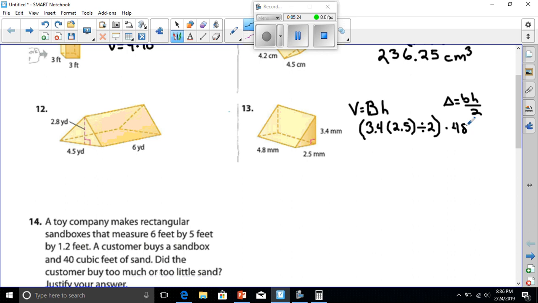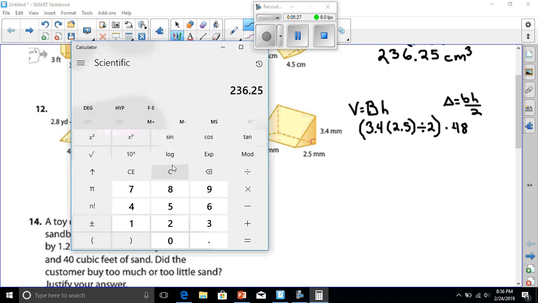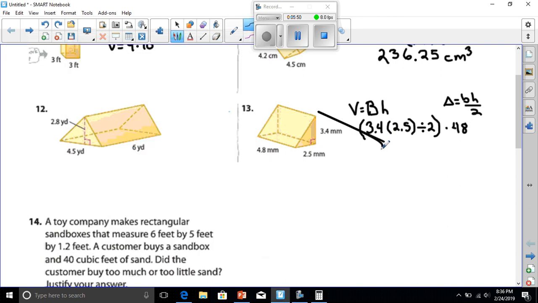Now that I've got all the numbers in play, let's get the calculator out and work it. We got 3.4. We're going to multiply that by 2.5. That's going to give us 8.5. Now we're going to divide that by 2. That gives us 4.25. So let's write that in. 4.25. And we have to multiply that number times 4.8.